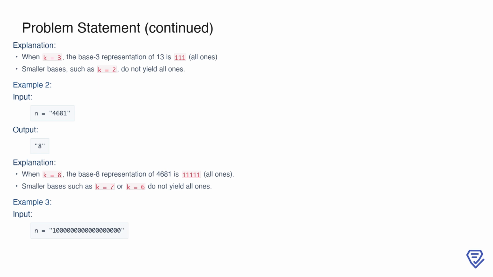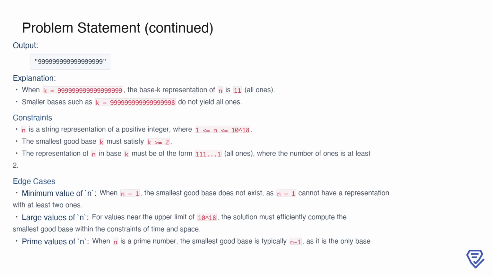Now, consider another example where n equals 4681. In this case, the smallest good base is 8 because the base 8 representation of 4681 is 11111, which is all ones. Smaller bases such as k equals 7 or k equals 6 do not satisfy the condition. These examples illustrate how the problem requires us to find the smallest base where the representation of n is made up entirely of ones.